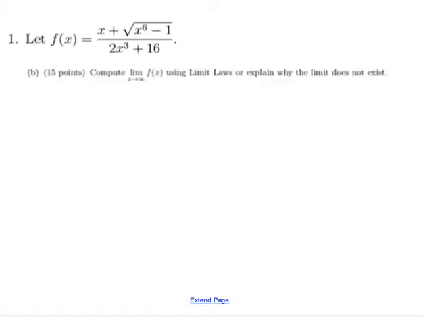Okay. B. Compute the limit as x approaches infinity of f of x using limit laws, or explain why the limit does not exist. All right, so I'm going to write it. We got a limit as x approaches infinity, x plus.